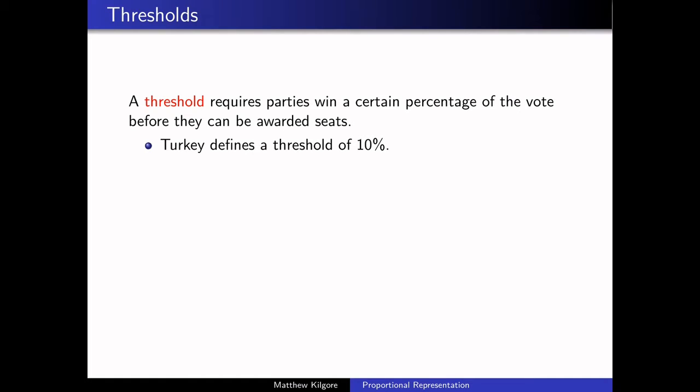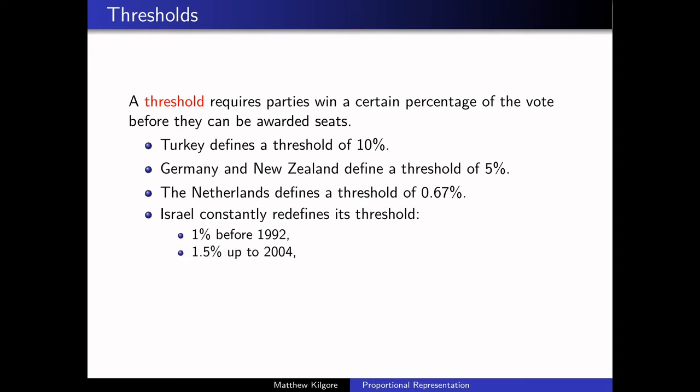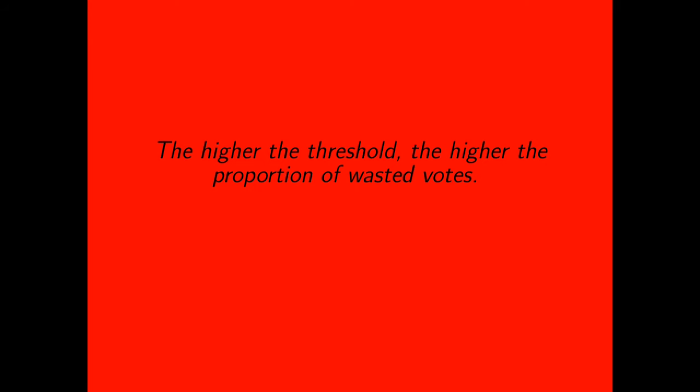Turkey, for example, defines a very high threshold of 10%. Germany and New Zealand, though they aren't quite party-less systems, have a much more common 5% threshold. The Netherlands has almost no threshold, with it being at 0.2%. And Israel, well, they've been changing their threshold a lot. 1%, 1.5%, 2%, and now 3.25%.